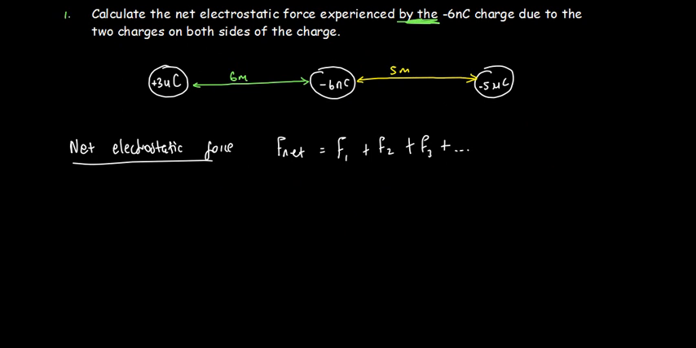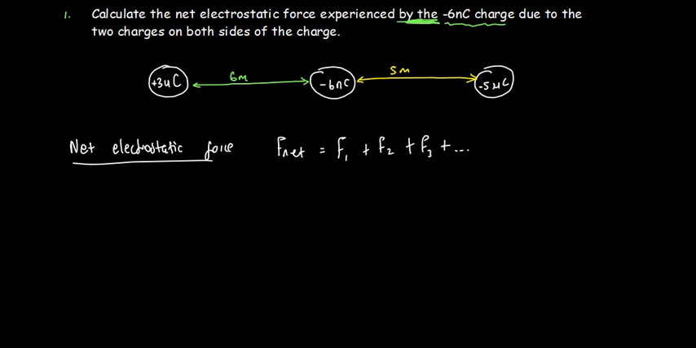Good people, the net electrostatic force is experienced by which charge? It's experienced by the -6 nanocoulomb charge, this one. Since it's experienced by that one, you're going to draw your free body diagram on that one, because it's the one experiencing the net electrostatic force. I hope that is clear.